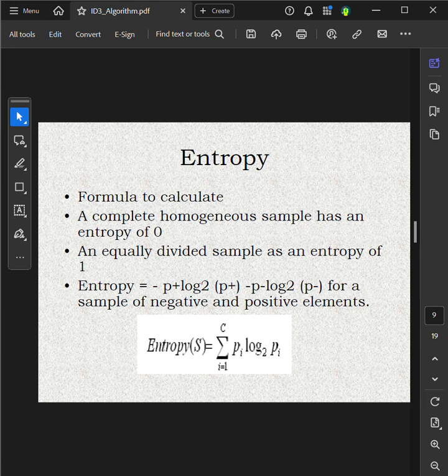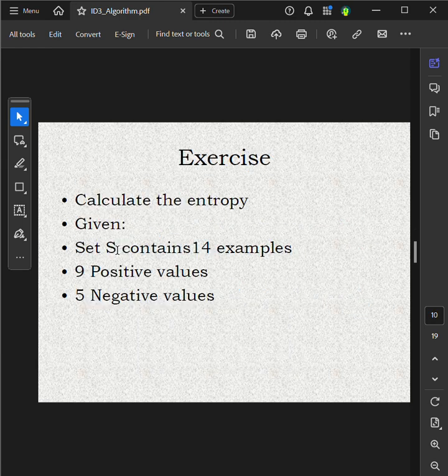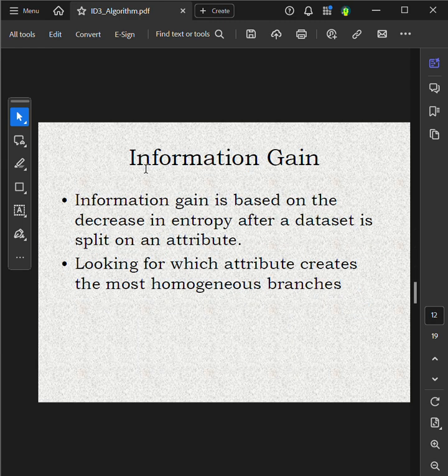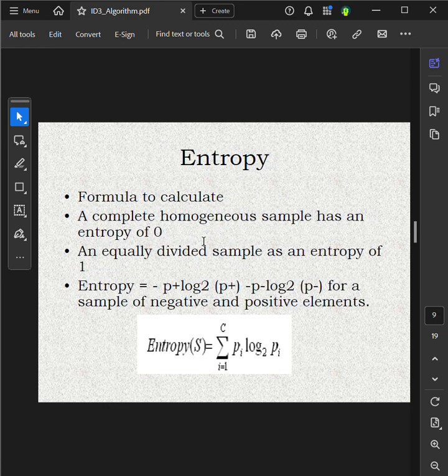For your information, let's talk about entropy and what entropy is, and we'll keep moving on and learn about information gain eventually. So, what is entropy and information gain? Let's talk about it. Entropy measures the uncertainty or the impurity in a data set. Like a completely homogeneous sample has an entropy of 0, like we can see here, and an equally divided sample has an entropy of 1.